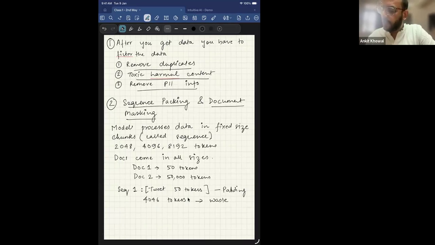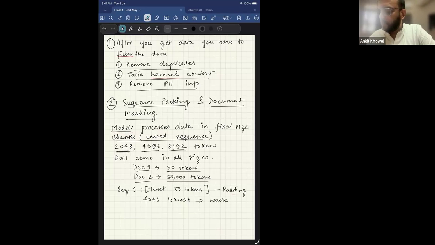The model processes the data in fixed-size chunks, right? They are called sequences. Like it can take the data in 2048 size, 4096, 8192. It's not like you can give any amount of data. It only takes the data in certain chunks. Now the docs can come in like this: Doc 1 can have only 50 tokens, and Doc 2 can have 50,000 tokens.